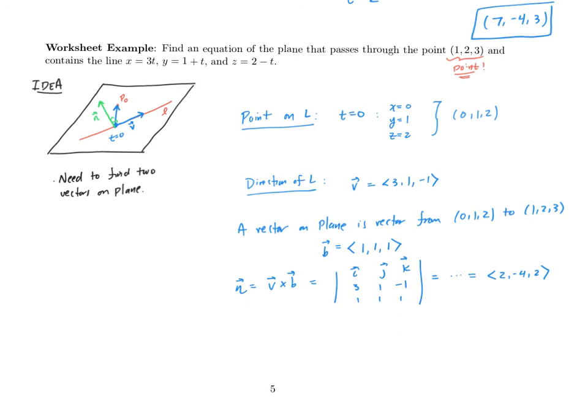So now we have the normal vector, and we have a point on the plane. Putting this together, we have the equation of the plane. We're going to say 2 times (x minus 1) minus 4(y minus 2) plus 2(z minus 3) is equal to 0.